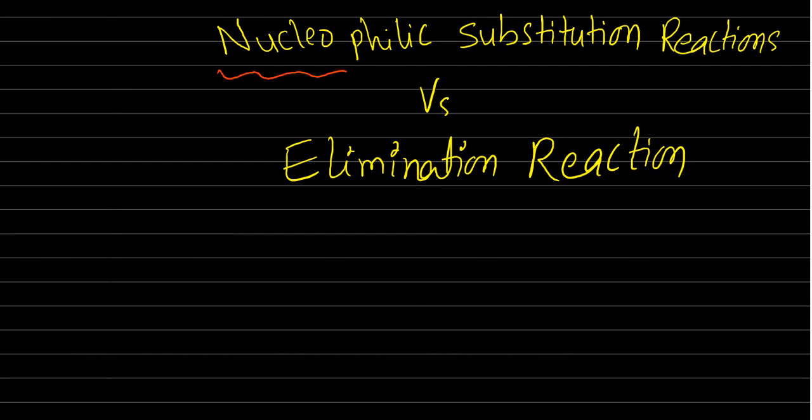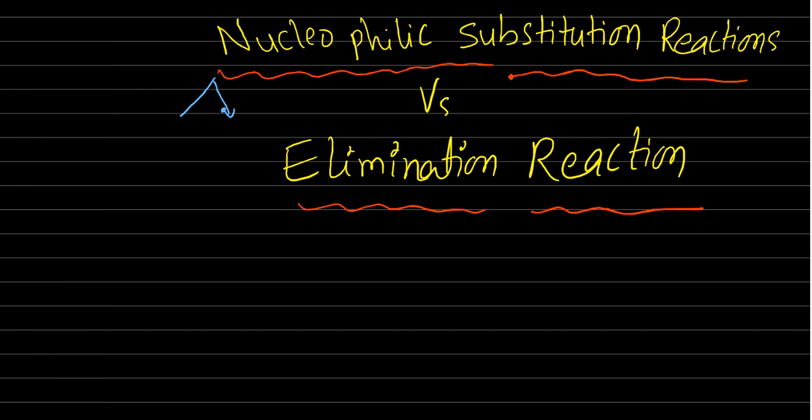Nucleophilic substitution reactions versus elimination reactions, right? In the last video we discussed nucleophilic substitution reactions. These are of two types: SN1 and SN2, unimolecular and bimolecular. Next, elimination reactions are also of two types. Beta elimination: one is E1, the other one is E2.